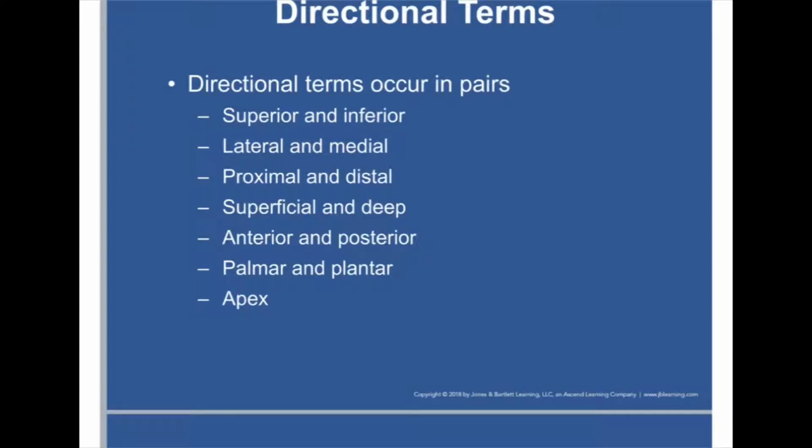Here is a list of some directional terms. Directional terms are almost always in pairs because they are opposite pairs. You need to be able to describe something that's close to the center versus something that's not close to the center. And in those cases, we have lateral and medial. We have two words that describe each of those separate ideas because those ideas are opposites of each other. So we have a separate term for each of those ideas or concepts that we are trying to convey in our communication.